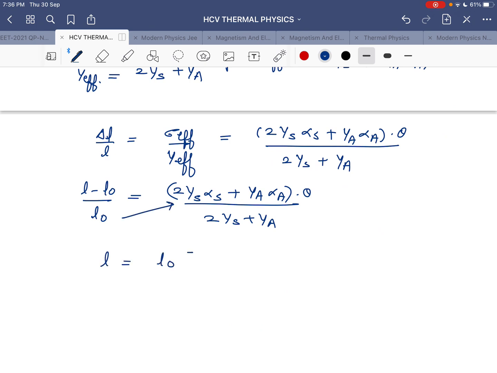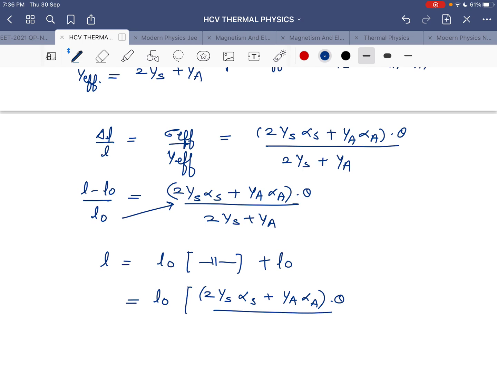So it will be L is equal to L0 into this whole thing plus L0. So L0 can be taken as common, and it will be (2 Ys alpha s plus Ya alpha A) into theta divided by (2 Ys plus Ya) plus 1, and L0 is taken common. So on solving, we can find the final length of the system at temperature T, which is very easy to find. Okay, thank you.